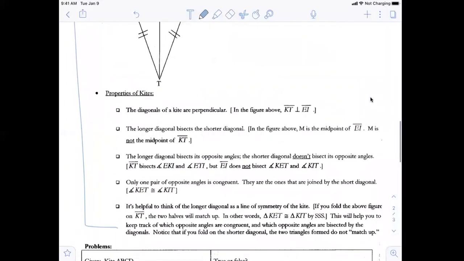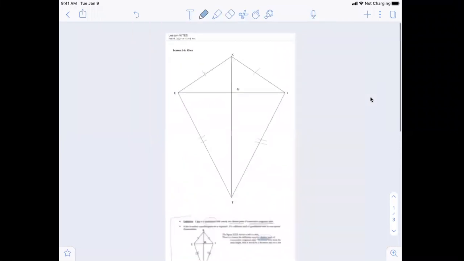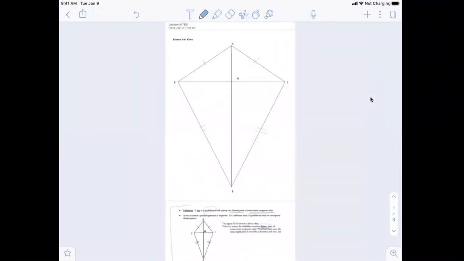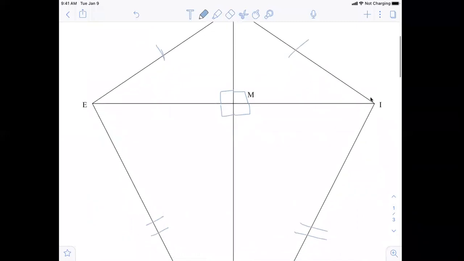All right, now we're going to read the properties of kites. Again, you should stay on your big kite page, and I'll just keep flipping back and forth. I'm sorry if I give you a little bit of whiplash. One thing that's important to know about kites is their diagonals are perpendicular. That means KT is perpendicular to EI. I've got little right angles right here at M all the way around.